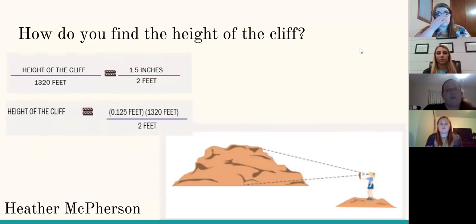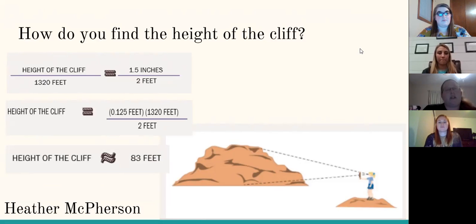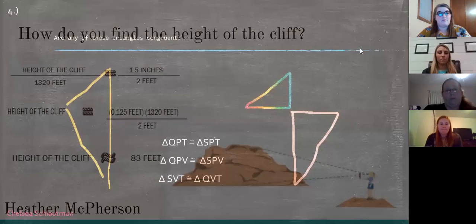You can't have inches and feet, so you're going to change everything into feet. So then you'll have height of the cliff by itself on the left side. It's going to equal 0.125 feet times 1,320 feet divided by 2 feet. So the height of the cliff is going to be approximately 83 feet once you round it.